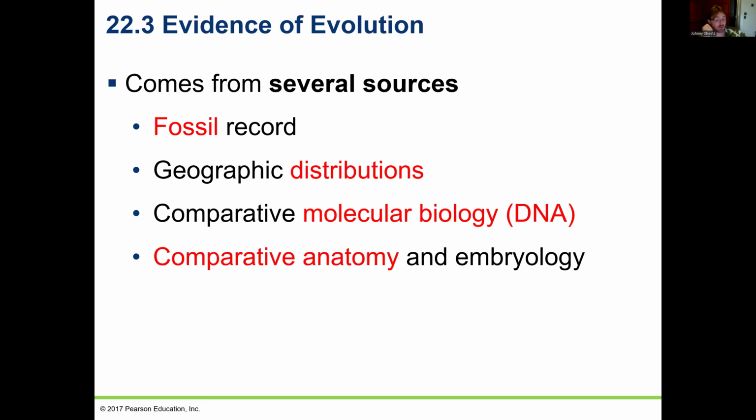Now we're getting to a point where we can use comparative molecular biology, just comparing the genetic information of different individuals to each other. And then finally, you have comparative anatomy and embryology. This is how Linnaeus was organizing all this.